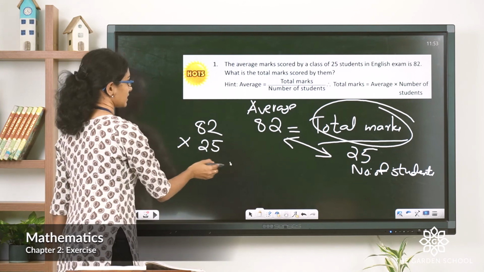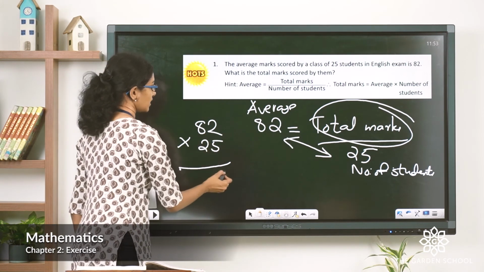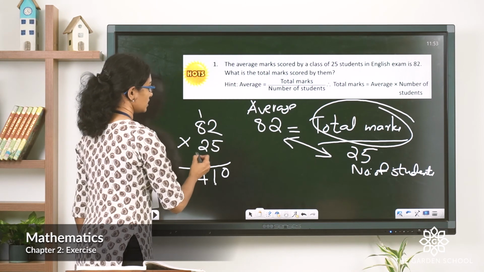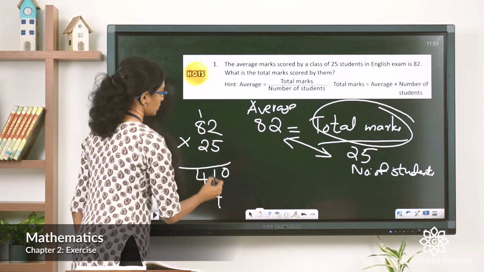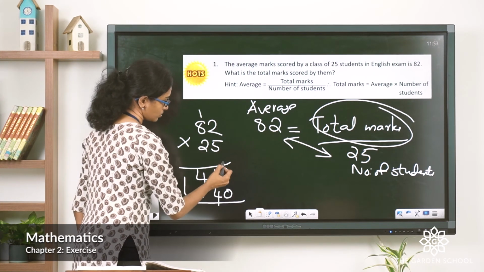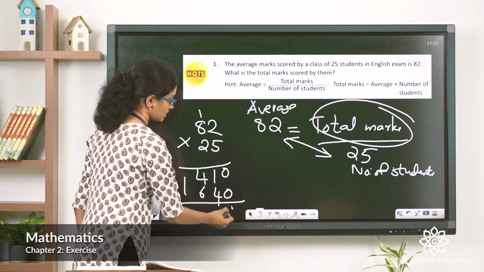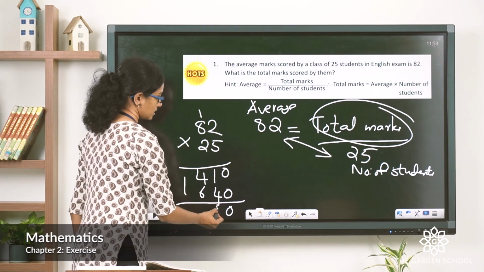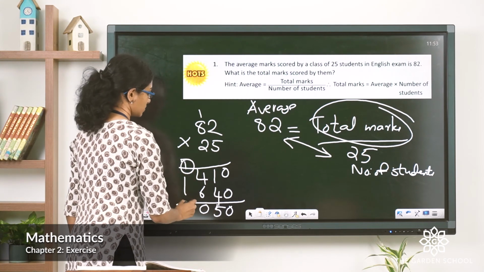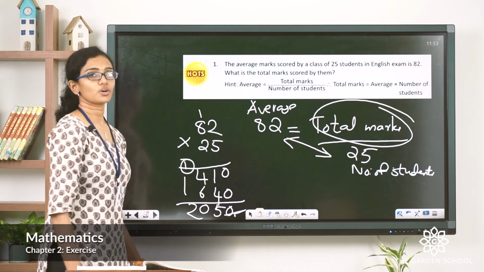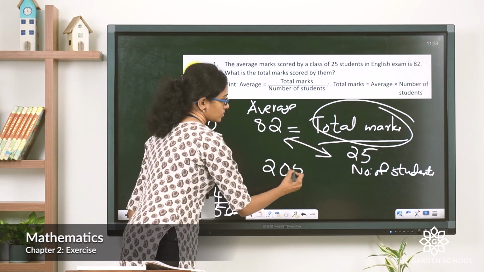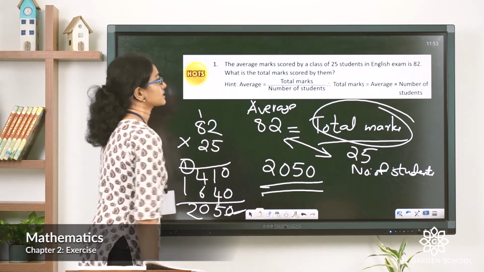So cross multiplying this 82 and 25 will give you the total marks. So let's do the multiplication. 5 2s are 10, carry over 1, 5 8s are 40 plus 1 is 41, 2 2s are 4, 2 8s are 16. So adding 0 to make up for the places. Now 0 plus 0 is 0, 4 plus 1 is 5, 6 plus 4 is 10, carry over 1, 1 plus 1 is 2. So what is the total marks that the 25 students scored? It is 2050 marks.